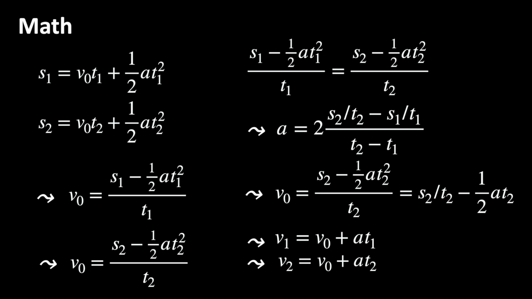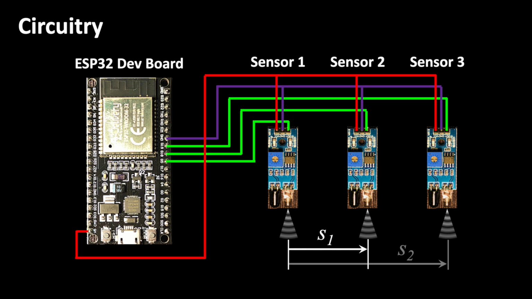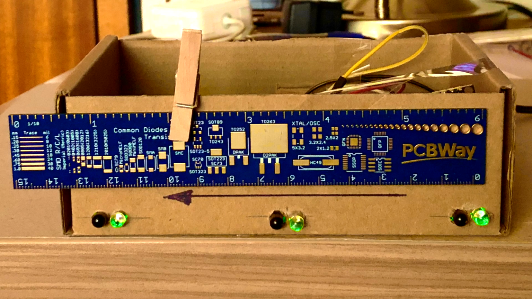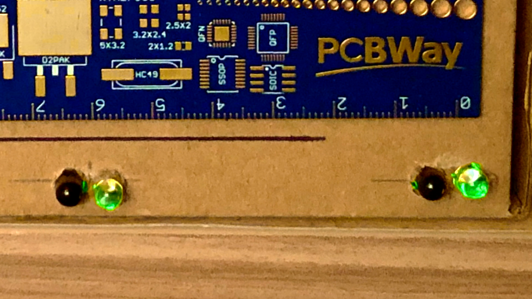Next, we take a microprocessor development board to which we connect 3 infrared proximity sensors. We arrange 2 sensors at distances s1 and s2 to a third sensor that represents the reference point. For an initial test, I installed the electronics in a cardboard box, choosing s1 equal to 60 mm and s2 equal to 120 mm. Now let's have a look at the code.